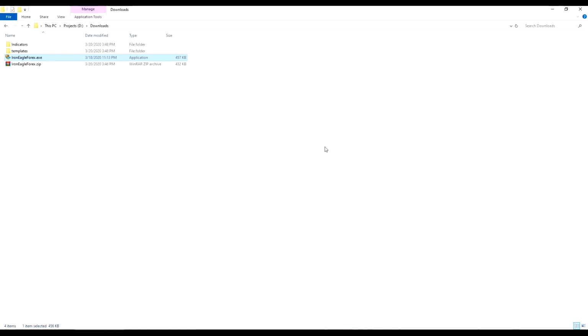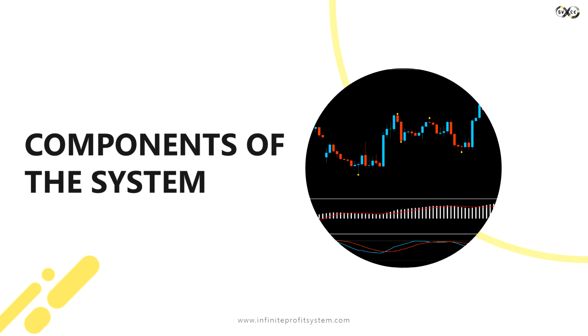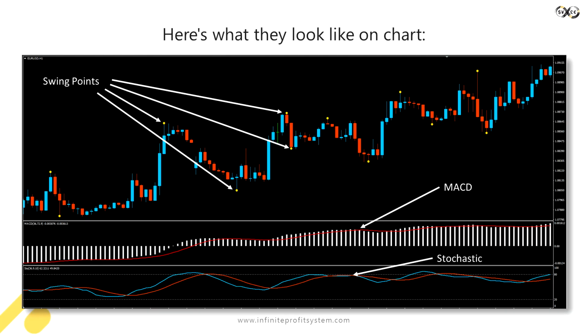Let's now move on to the components of the system. The Iron Eagle Forex system consists of the following indicators: a swing points indicator, a MACD, and a stochastic oscillator. Here's what they will look like on your chart. You can see the swing points, the MACD, and the stochastic, and we'll go through these each one by one in a moment.